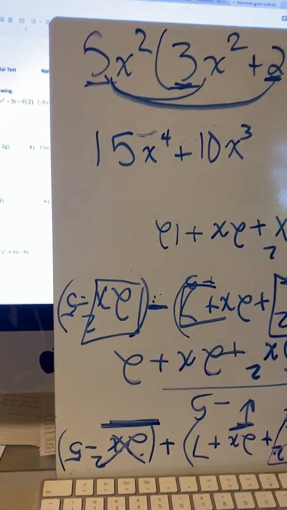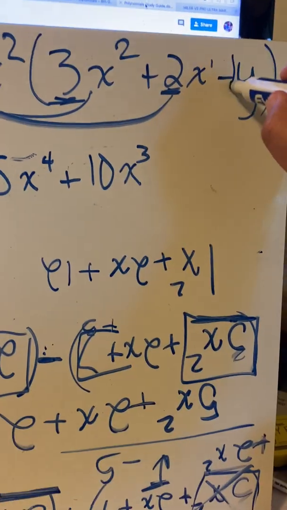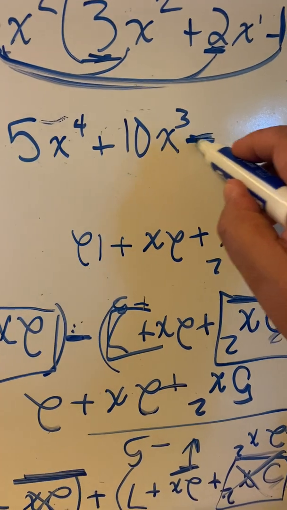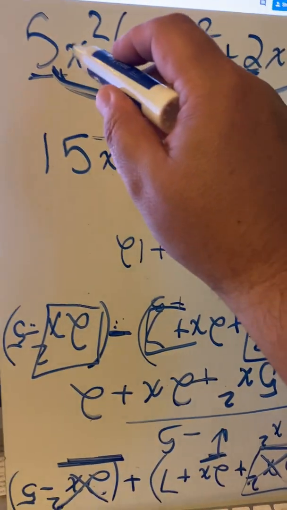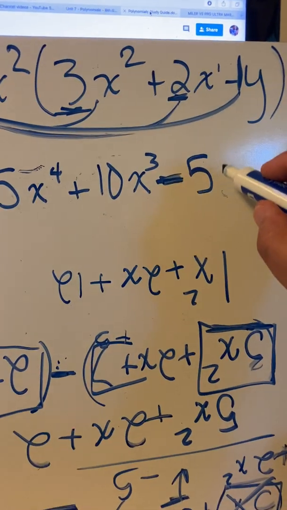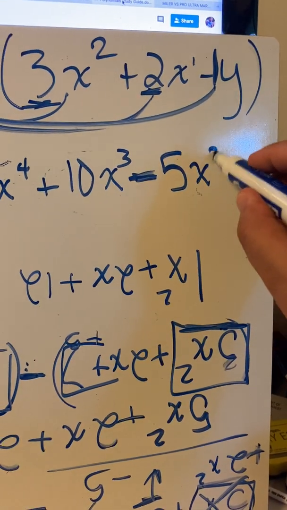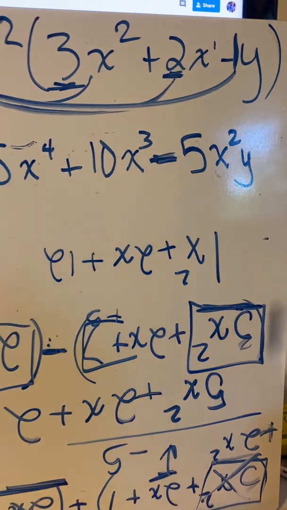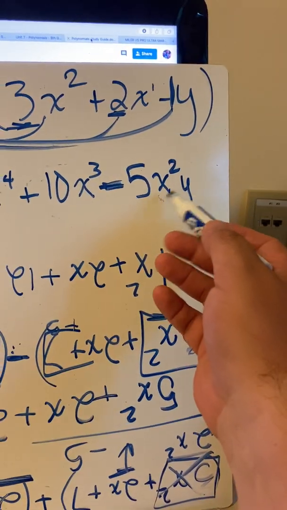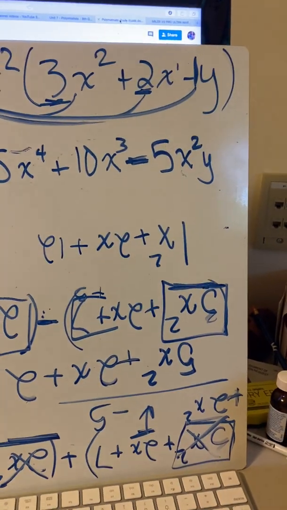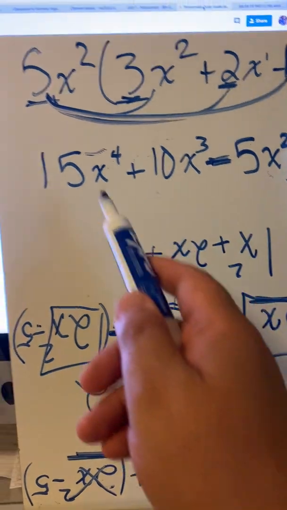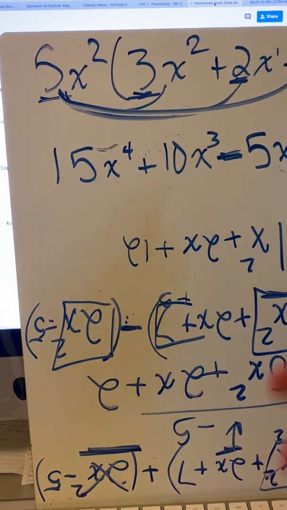Now be very careful with this last one. It's a negative 1 out in front. 5 times a negative 1 is a negative 5. Are there any x squareds to combine that with? No. So it just goes x squared, but bring down the y because you can't get rid of it. It's still there. You just don't add or combine the exponential values because they're not the same exponent.